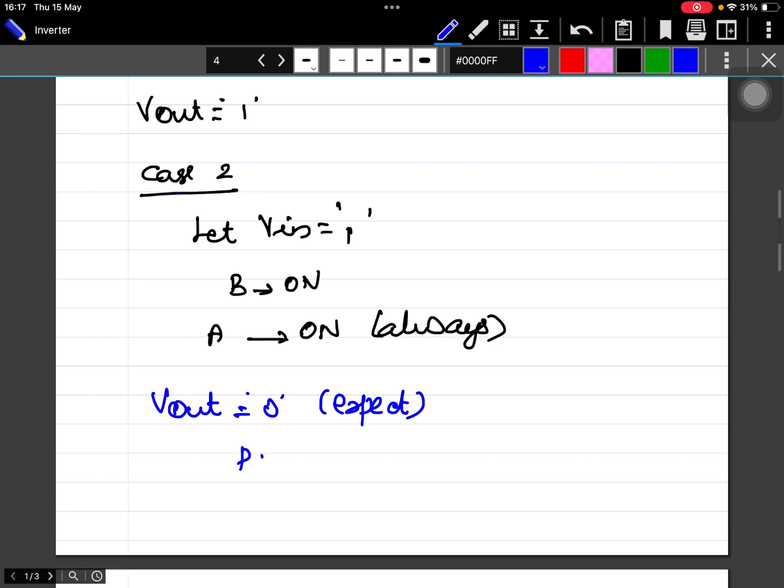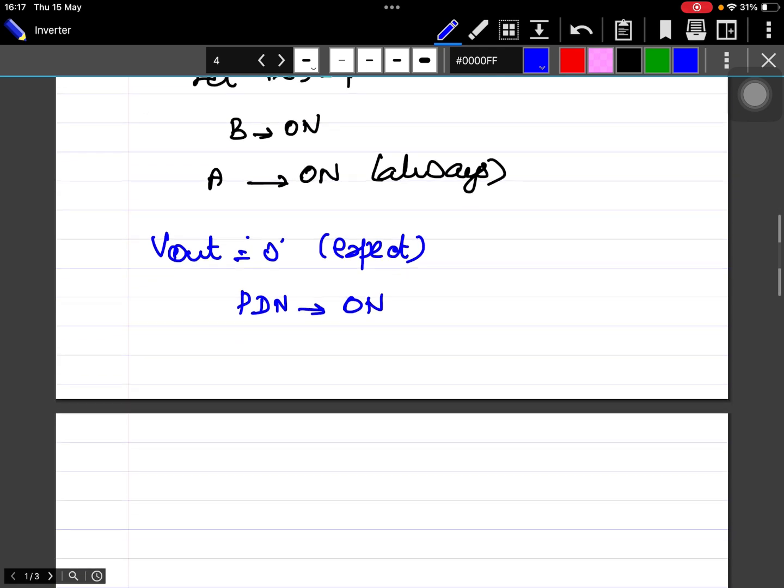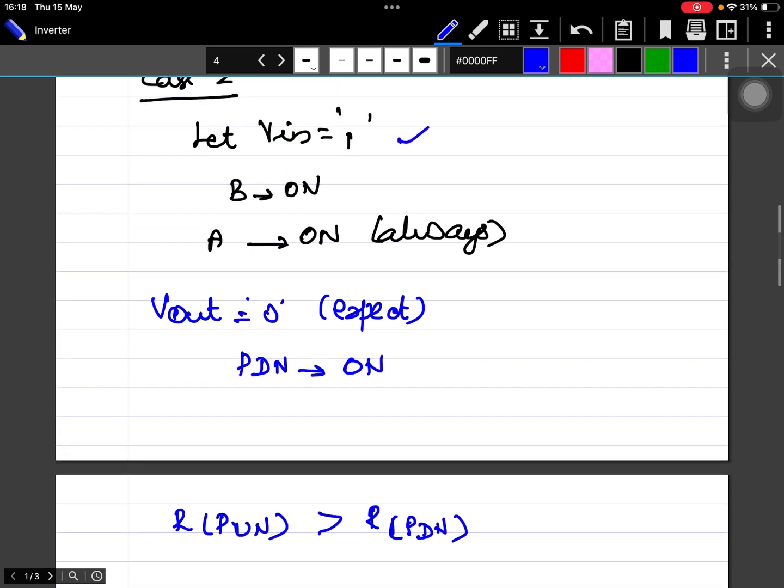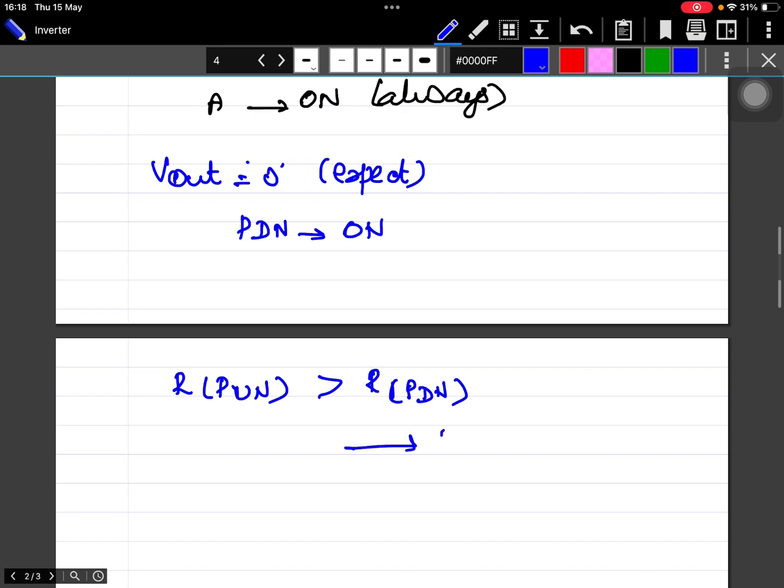So only the pull down network should be on. But pull up is also on. What do I do? I will increase the resistance of the pull up network to be more than the resistance of the pull down network, so that conduction occurs only through the pull down when V input is equal to 1. So this type of circuit is called ratioed logic. There should be a ratio between the pull up network and the pull down network.